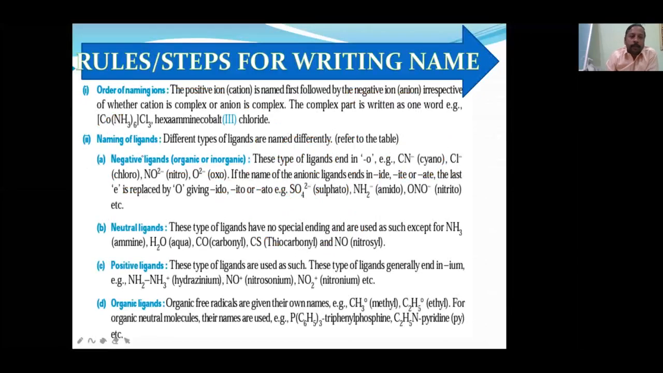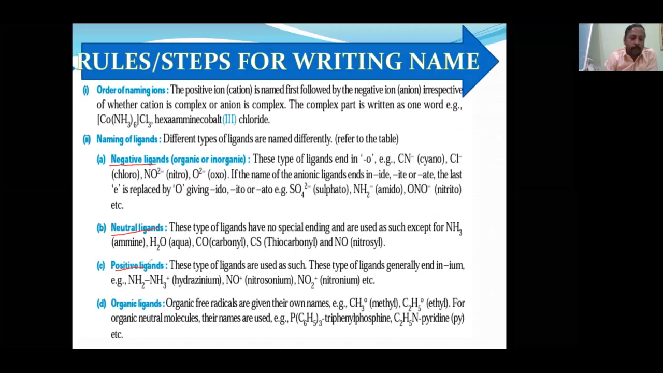So here ligands just have to donate the lone pair. Understood? While donating, they may carry negative charge, they may not carry any charge, they may carry positive charge, or they may be neutral organic compounds also. So negative ligands, for example, NO2 minus, Cl minus, CN minus, O2 minus, these are all negative ligands.